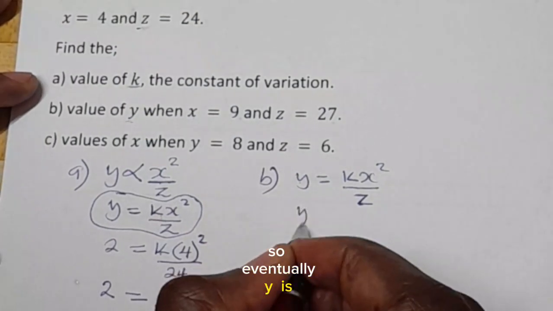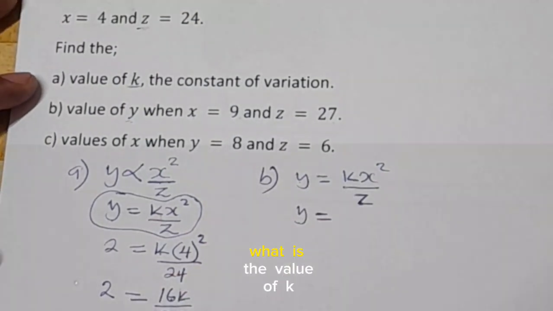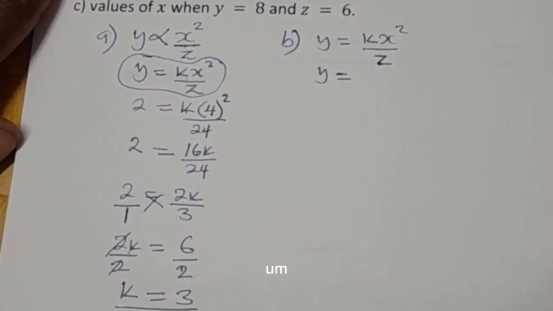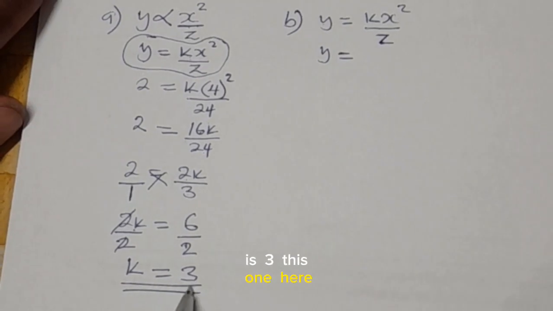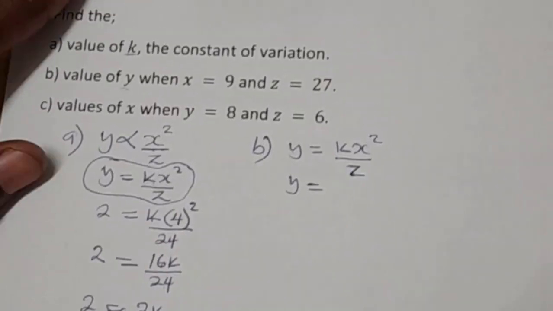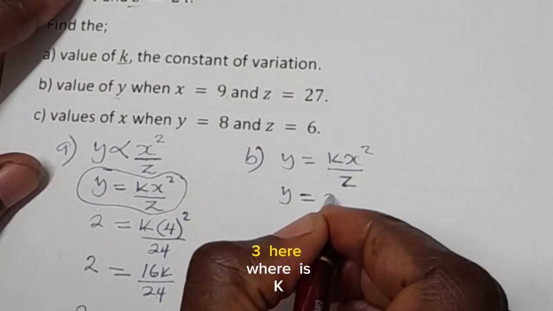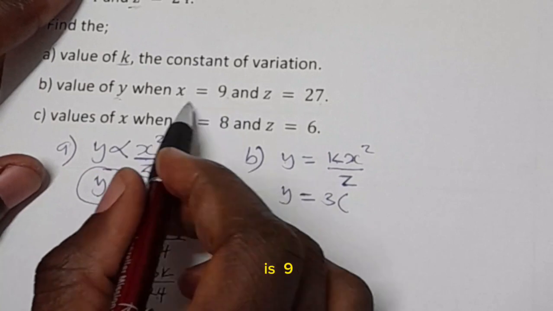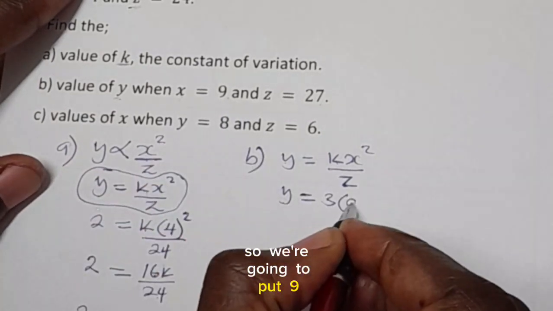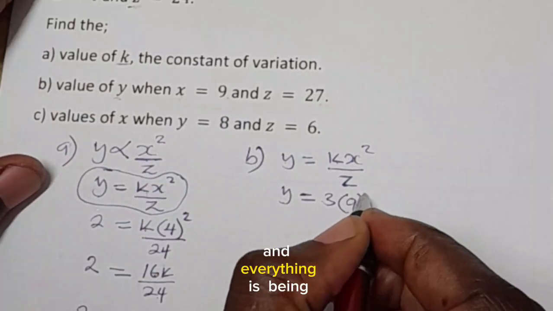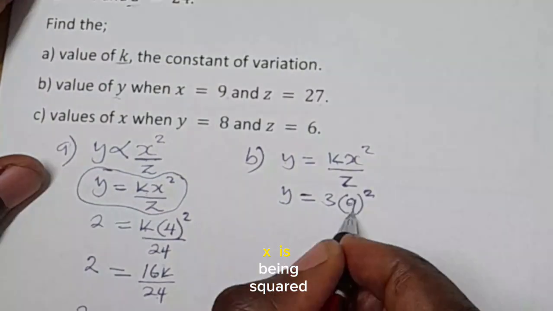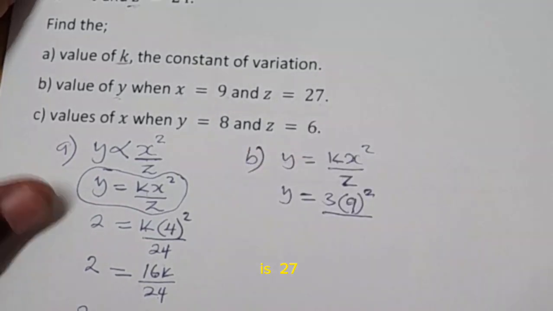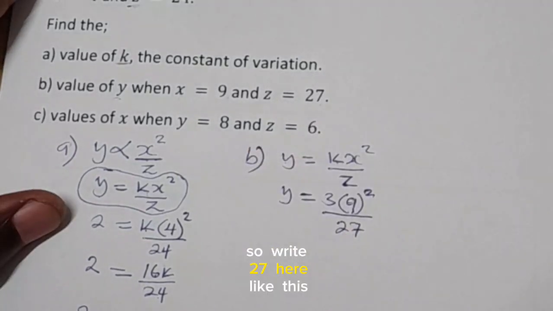So we're going to say y is equal to k. What is the value of k? We found that k is 3, this one here. So where there's k, we are going to put 3, multiplied by x. They are saying x is 9, so we are going to put 9, and x is being squared, divided by z. They are saying z is 27. So we write 27 here, like this.